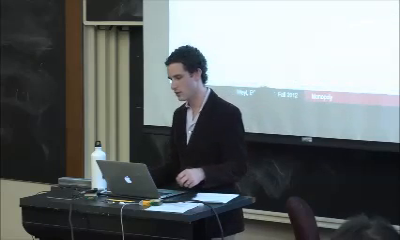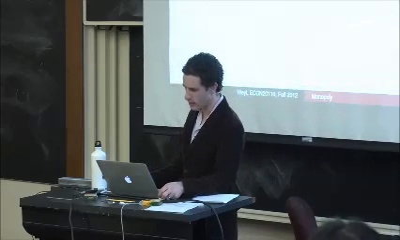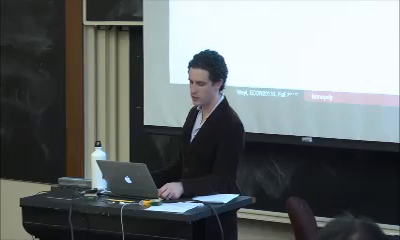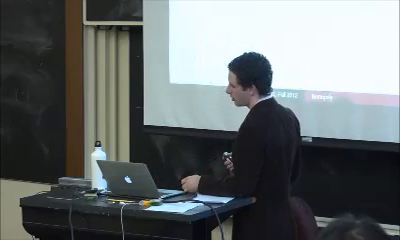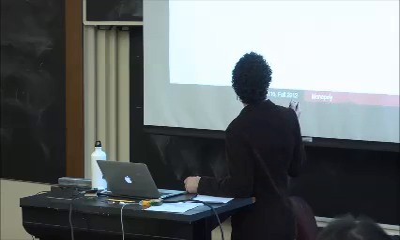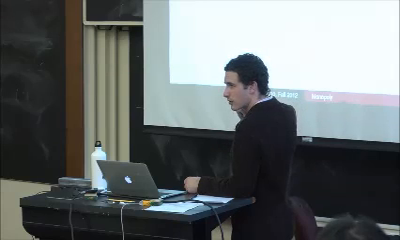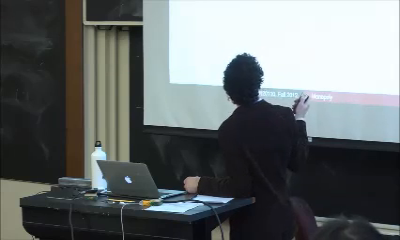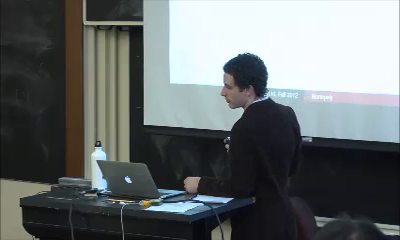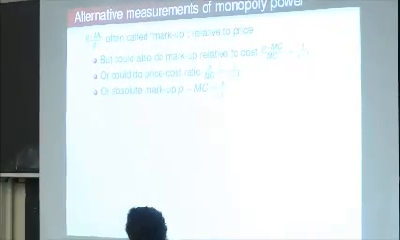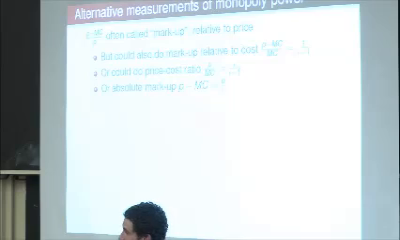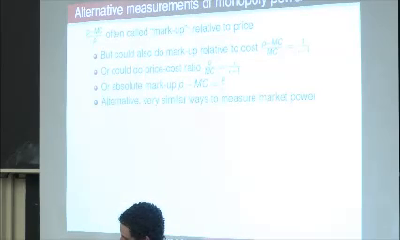Okay. So, we could also do a markup relative to marginal cost rather than relative to price. And then this would be 1 over the elasticity minus 1. Or we could just do the ratio of price to marginal cost, and this would be the elasticity over elasticity minus 1. Or we could just do the absolute markup, price minus marginal cost, which would be price over elasticity.